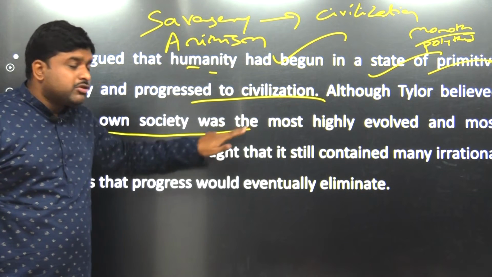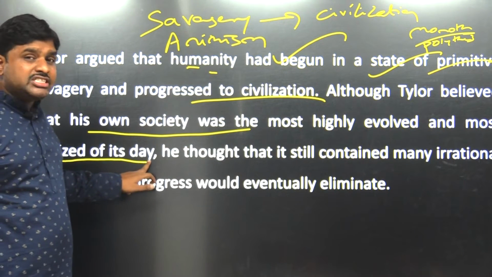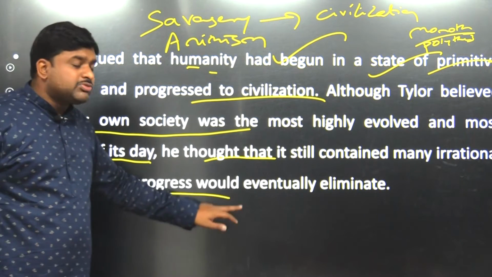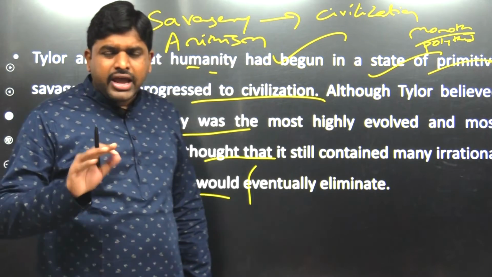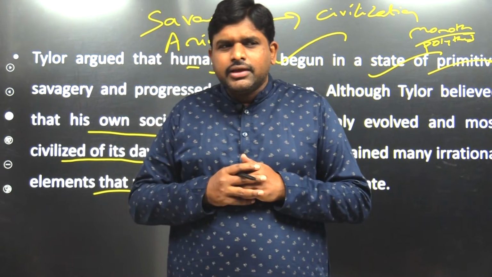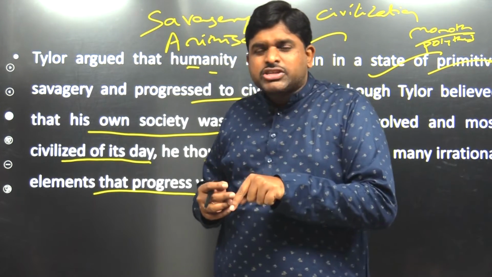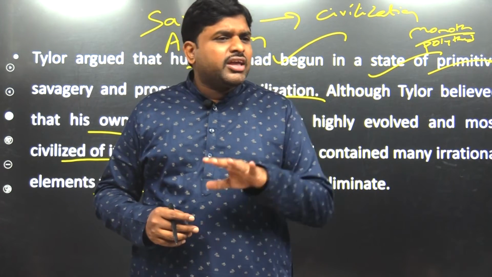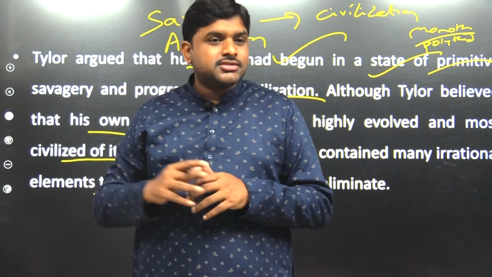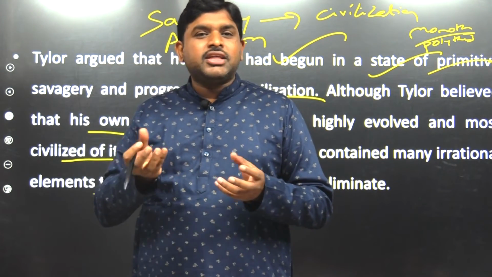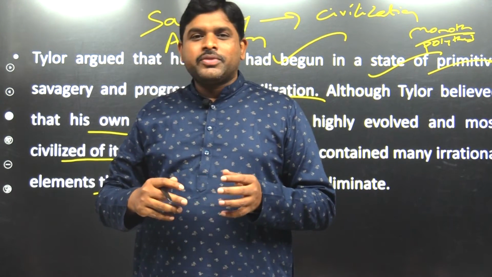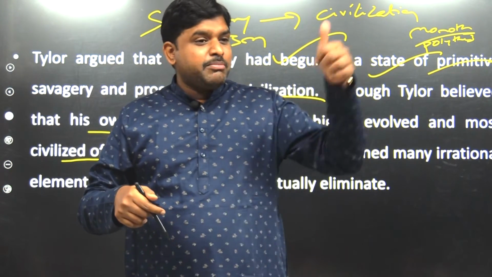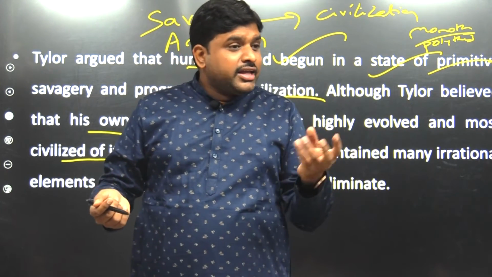Although Tylor believed that his own society was the most highly evolved and most civilized of its date, what is his society? Victorian society. He thought that it still contained many irrational elements that progress would eventually eliminate. So he wanted to say that yes, my own society is more progressive and more evolved, but in my society also there are irrational elements. Like what? Magic. Today, if we get a stomach pain, in spite of taking medicine or seeing a doctor, we rotate salt around us, or take a lemon and throw it on other people. At 12 o'clock at three-road or four-road junctions, we see a lot of such things, whether in Hyderabad, Mumbai, or Delhi's Rajendra Nagar. Irrational elements are present.